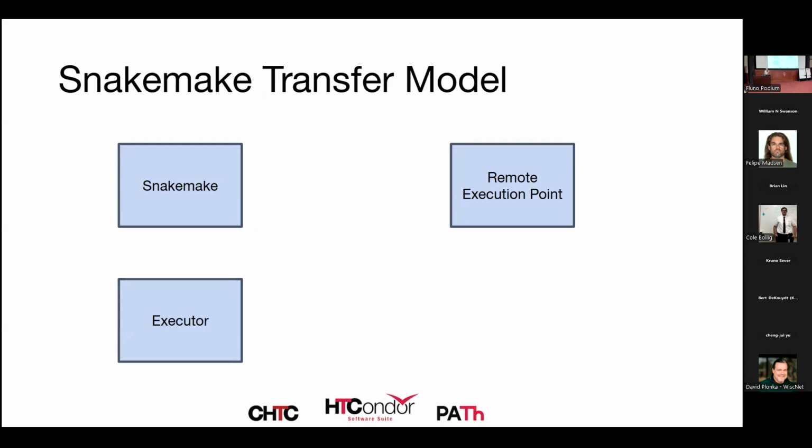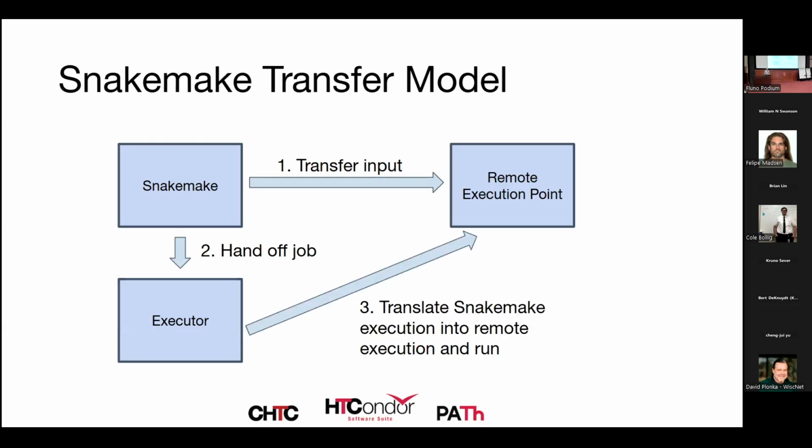So the Snakemake way of doing remote execution without a shared file system is for Snakemake to start by saying, there is a remote execution point that is ready to do my work. Snakemake uses this to say, I, Snakemake, will transfer the input files I need to this remote execution point and stage them, make them available for that execution. Snakemake then goes through the process of creating a submit file, hands the submit file off to the executor. The executor then submits the job to the scheduling system, and it starts running at the remote execution point.